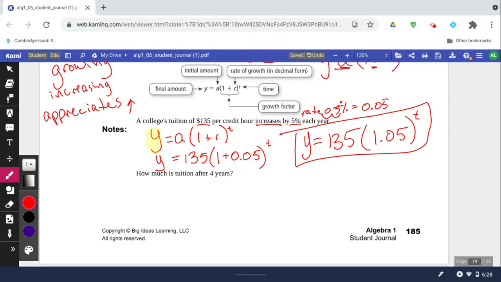So usually it wants the actual formula, and then it wants, well, how much is tuition after 4 years? So let's plug in a number for t and solve it out. So y is equal to 135 times 1.05 to the t power. t is going to be 4. It said every year, and I've got 4 years, so I'm plugging in 4 for t. Now I can pull up my calculator. I can even show you guys how I do this.